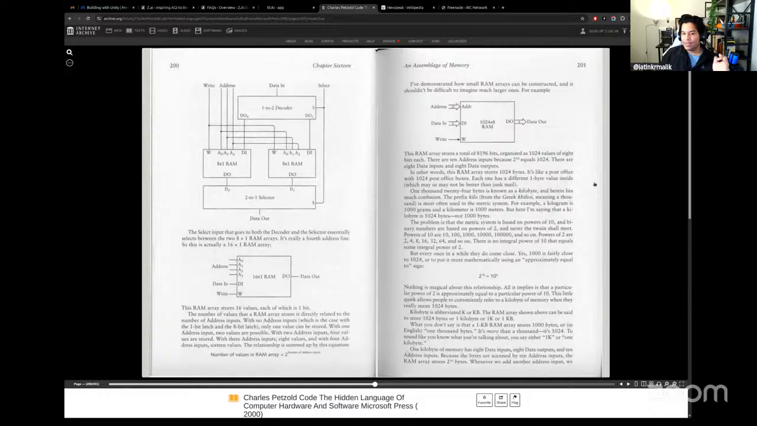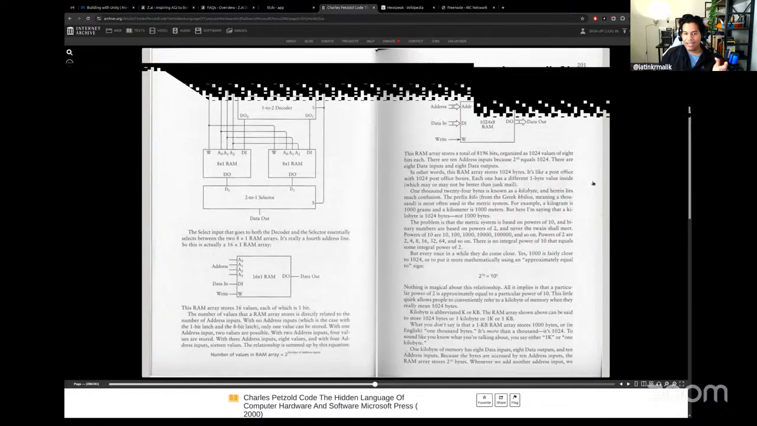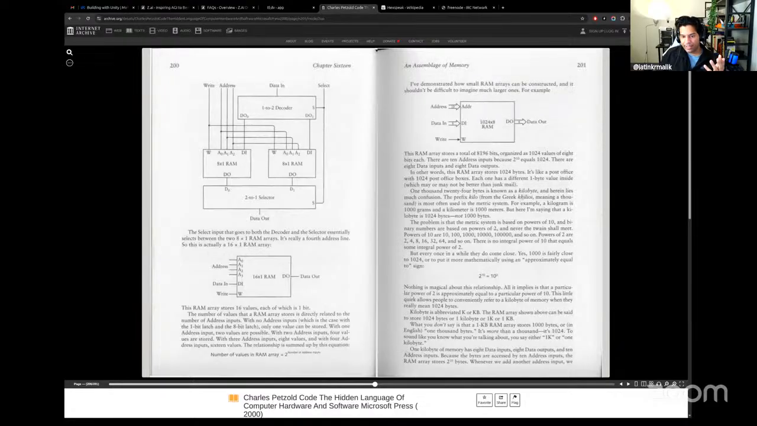1024 bytes is known as a kilobyte. And here lies much confusion. The prefix kilo, from the Greek word khilioi, meaning 1,000, is more often used in the metric system. For example, a kilogram is 1,000 grams and a kilometer is 1,000 meters, but here I'm saying a kilobyte is 1024 bytes and not 1,000 bytes. The problem is that the metric system is based on powers of 10 and binary numbers are based on powers of 2, and never the twain shall meet.